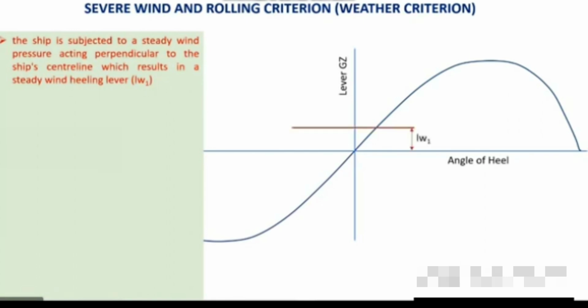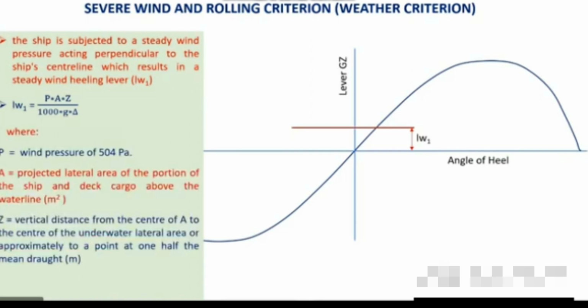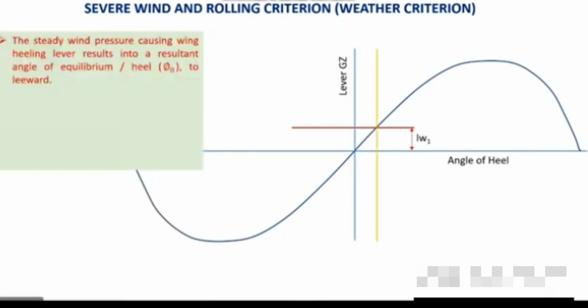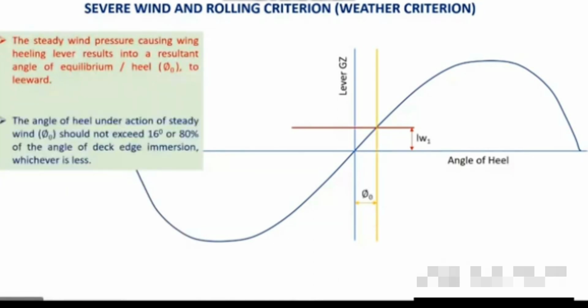So that's LW1. This steady wind heeling lever LW1 is to be calculated by the formula PAZ upon 1000 into G into displacement, where all these three are explained. Now the angle of heel caused because of the steady wind, phi 0, shall not be greater than 16 degrees or 80% of angle of deck immersion.